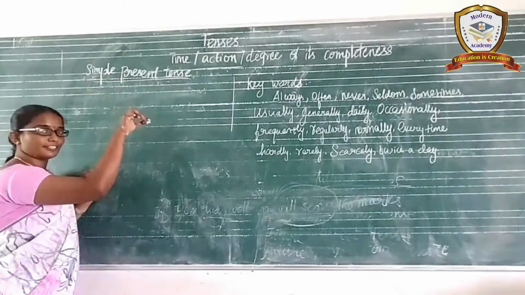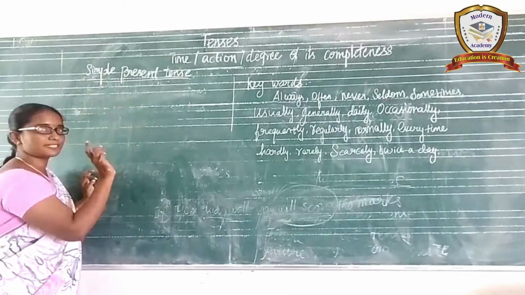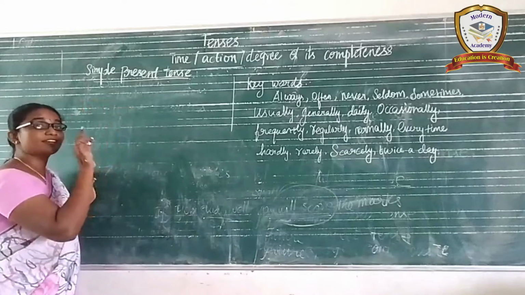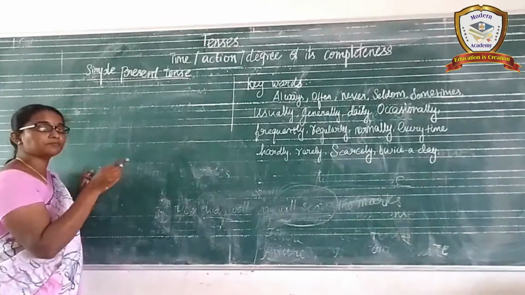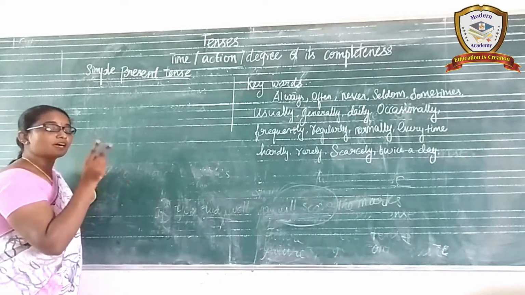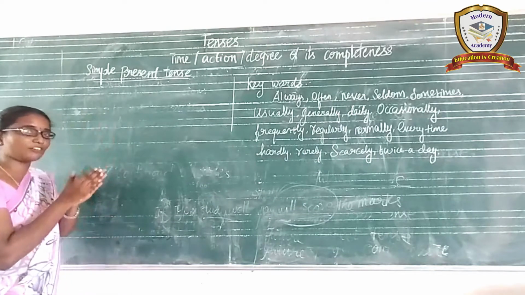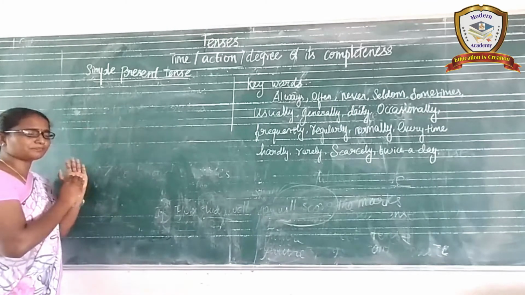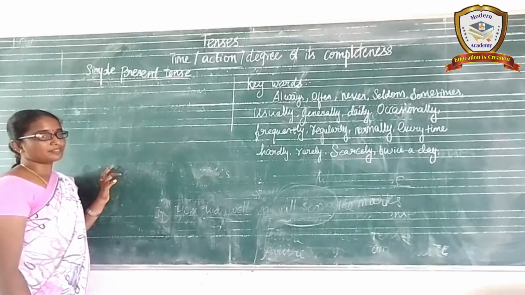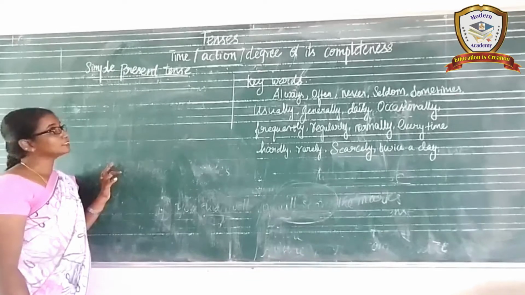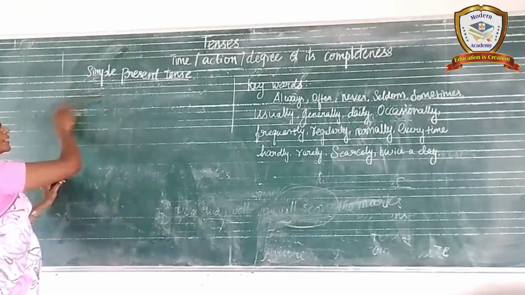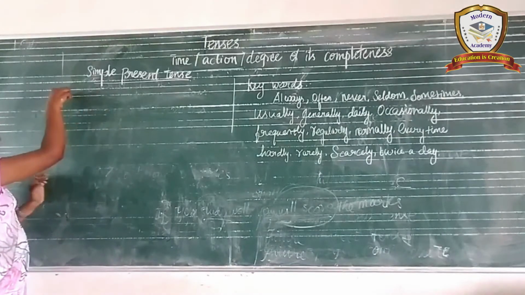Before going to learn the example sentences with the simple present tense, let us learn how to write the simple present tense verb. Understand? It's very, very important. Before going to learn the tenses, we should learn two things, auxiliary verbs and main verbs. Because our tense is a combination of verb forms. Next, let us learn how to write the simple present tense verb.